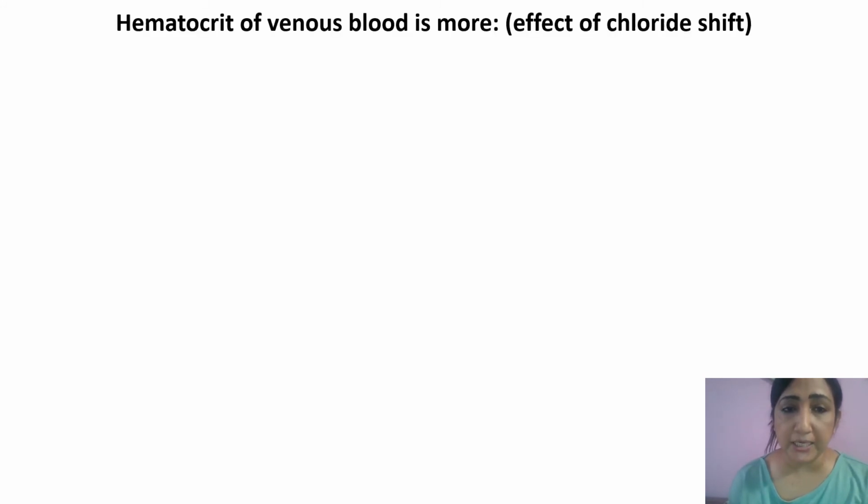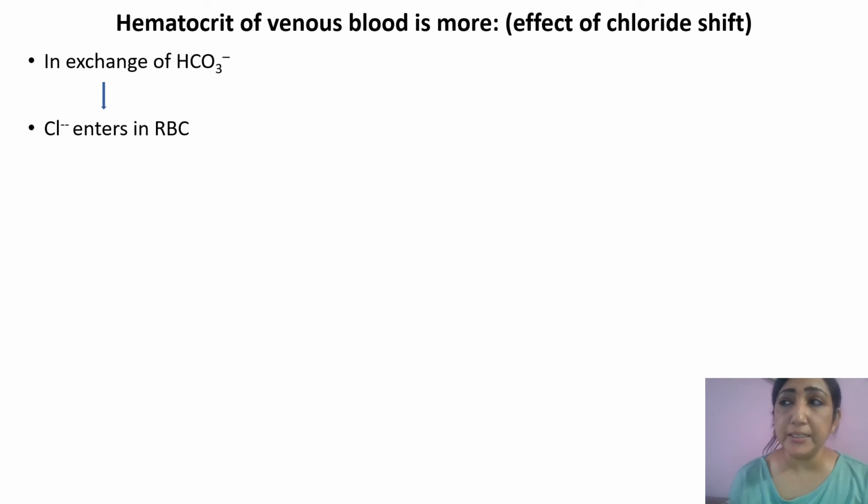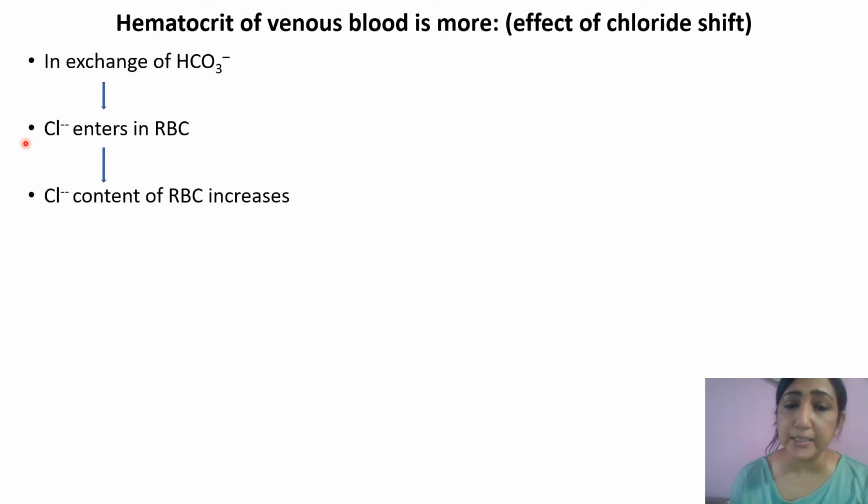Now, continuation of the last slide. Because of the chloride shift, what is happening? It has been seen that the hematocrit or the PCV, the packed cell volume, of the venous blood is more. Why? The effect of chloride shift. What is happening? In exchange for the bicarbonate, what enters the RBC is chloride, right? And its content is increasing slowly in exchange for bicarbonate.